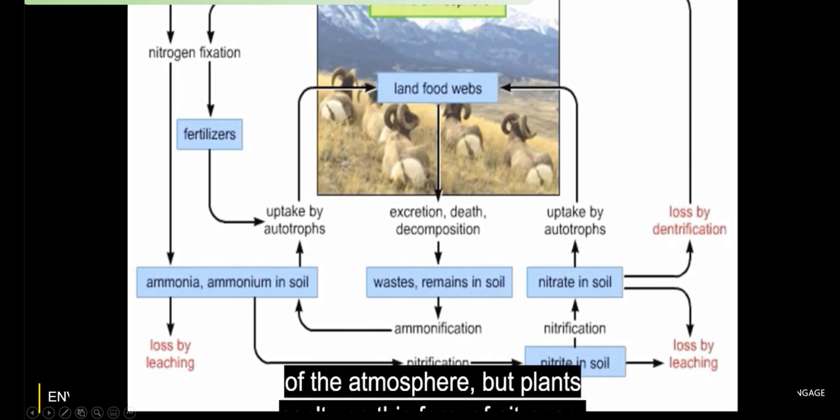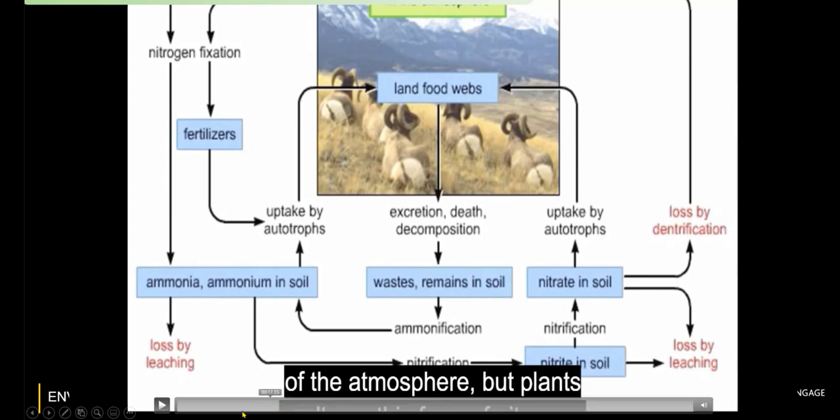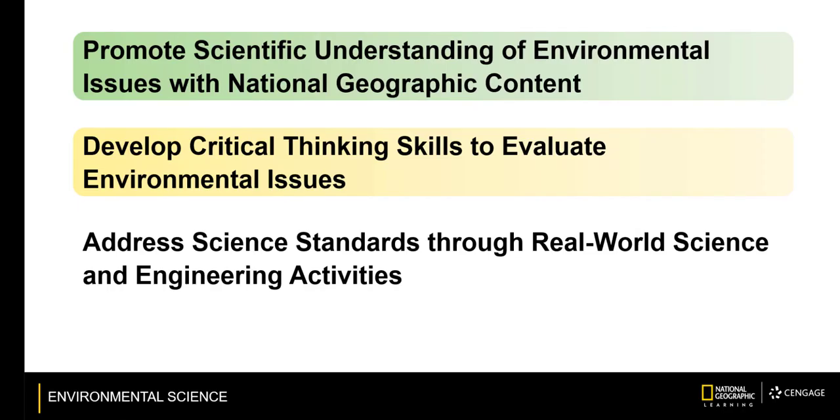This is just a quick example of some of the many embedded animations as well as videos that you will find in the textbook. Now let's take a look at how this text will help your students develop critical thinking skills so that they can better evaluate environmental issues.